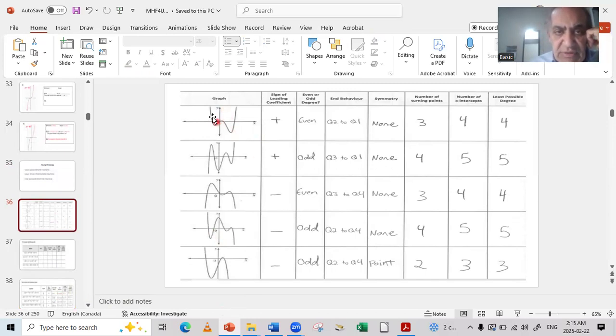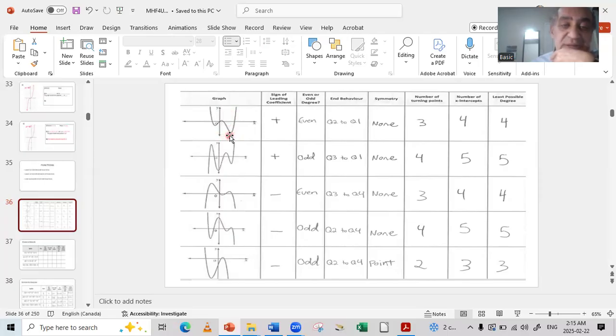The degree is even because the graph opens upward, and we can also tell because we have three turning points, 1, 2, 3, plus 1 equals 4. So we have an even degree. And the leading coefficient is positive. Why? Because the graph works in the upper part. It didn't go to the lower part.